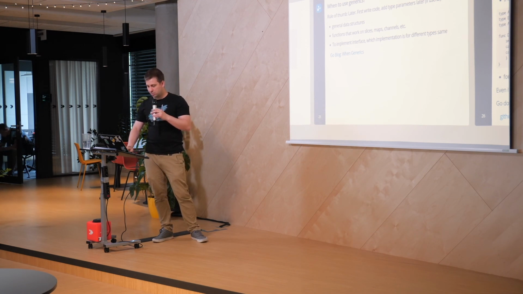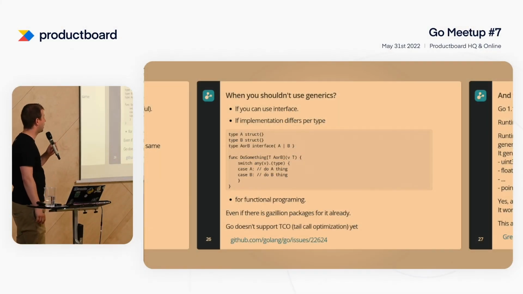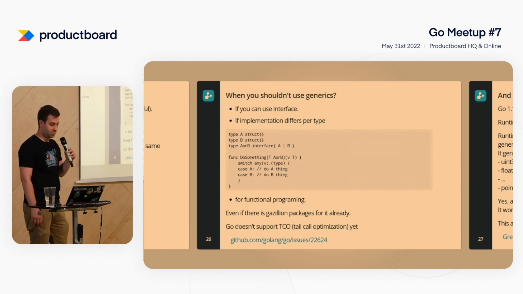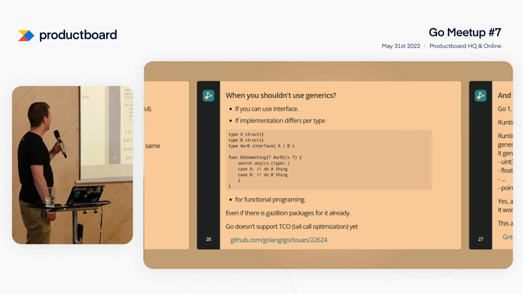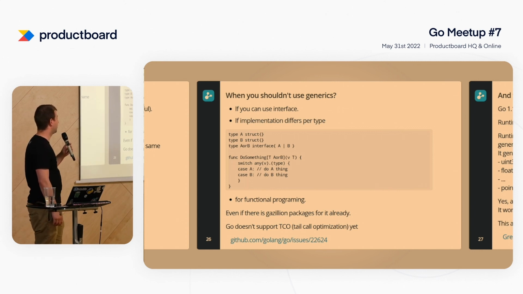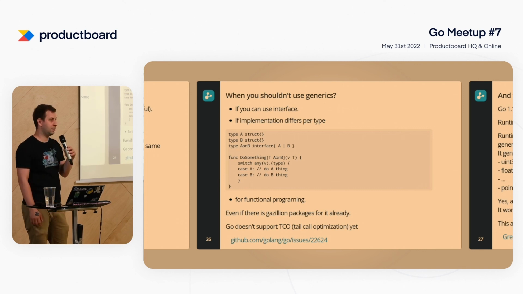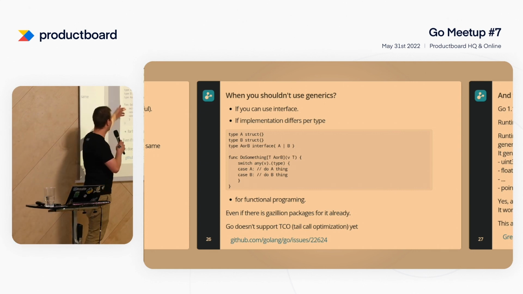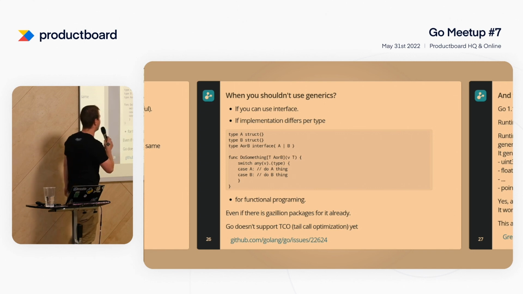That's how to use generics, and of course we should mention when not to use generics. Basically, if you don't have to. So if you can use interfaces, use interfaces. And of course, if your implementation differs per type, basically it shouldn't be used, because when you see this in your code, probably it's a code smell.